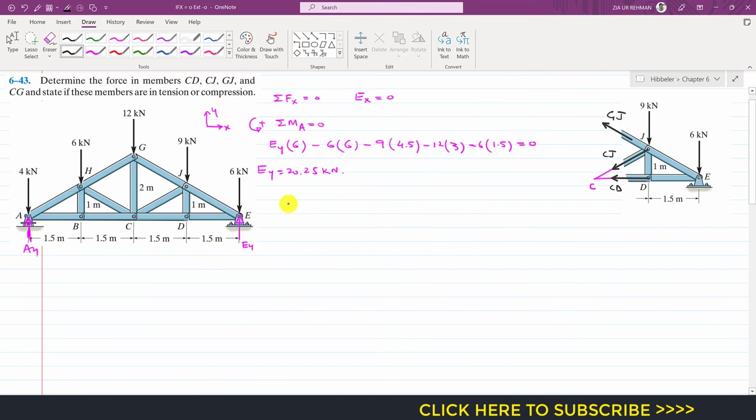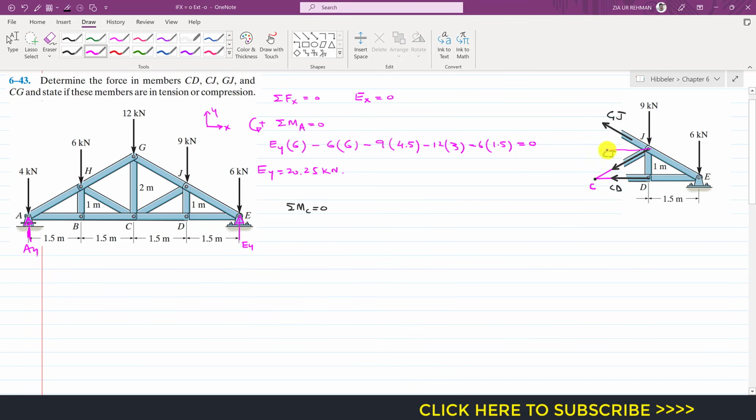So now if I apply the summation of moment about point C equals to 0, as we can see that this CJ and this CD, they are passing through this point C, so they will not produce the moment about that point C, so they will not come into our equation. And to find the moment of this GJ about that point C, we need to resolve this GJ member force.